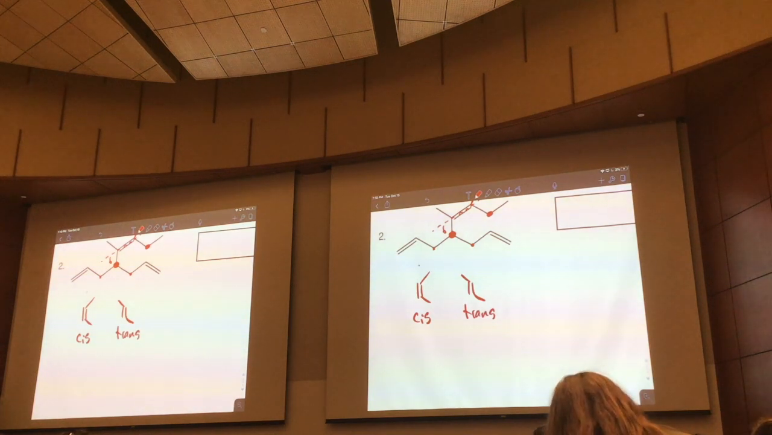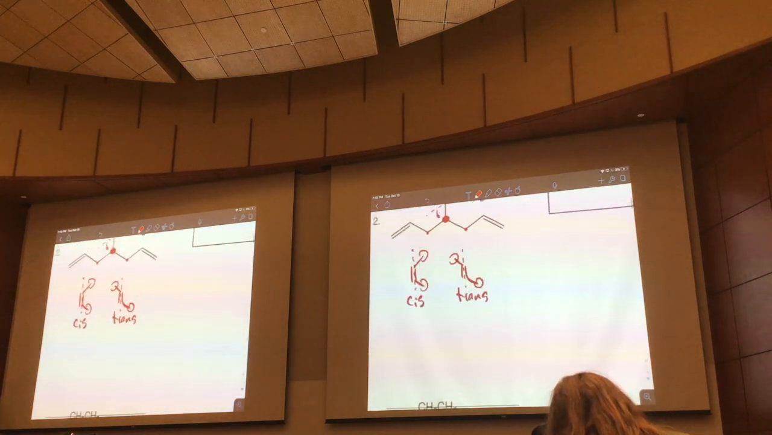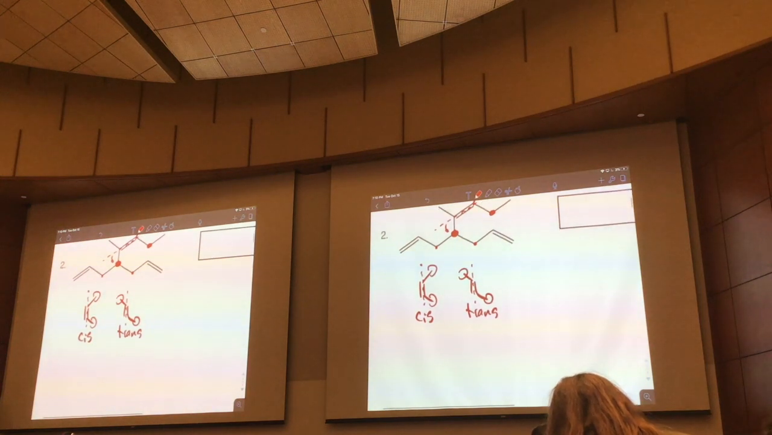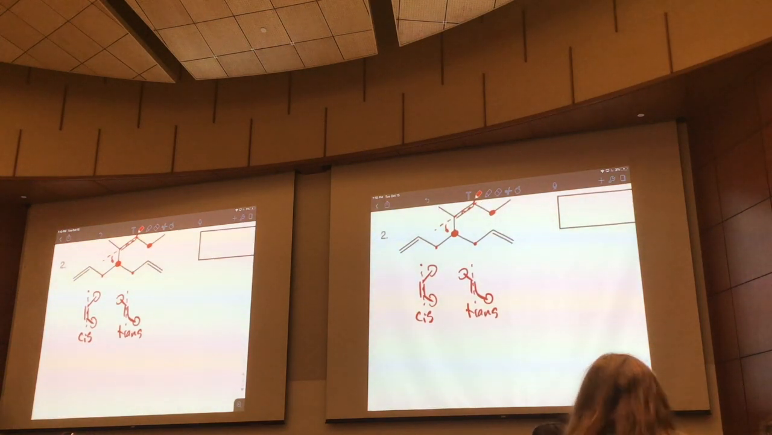On the cis, looking right down the middle, your groups are on the same side. Trans, looking down the middle, your groups are on opposite sides. With E and Z stereochemistry, you're going to be looking at your high priority groups to see if they're cis or trans to each other.